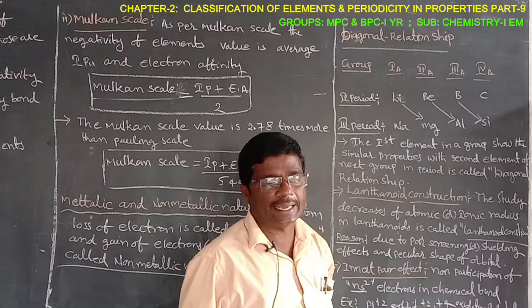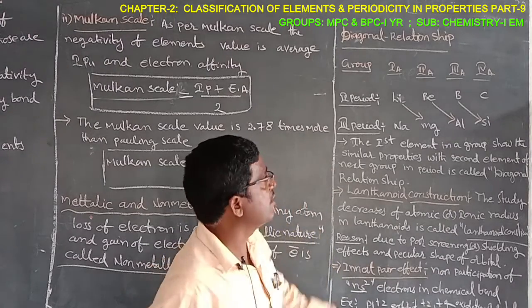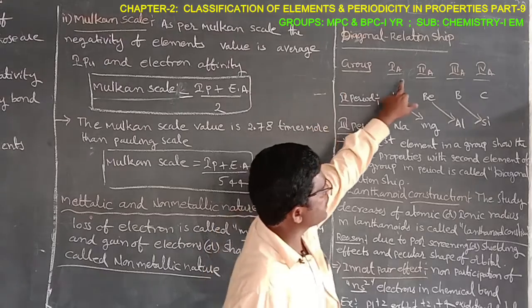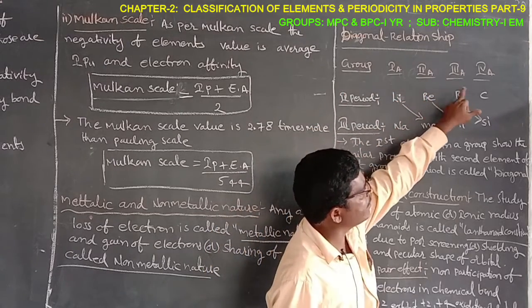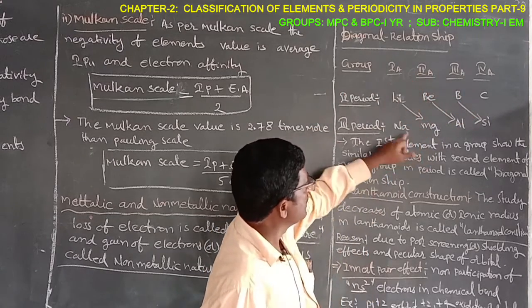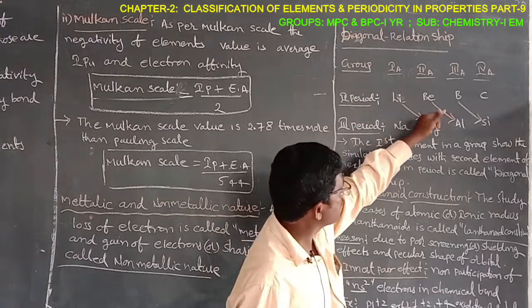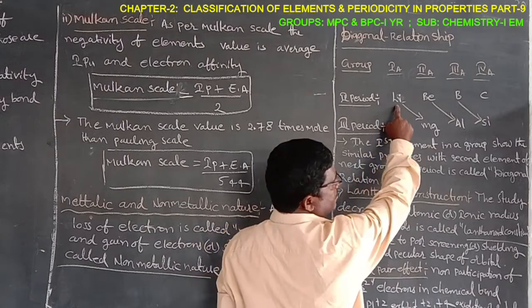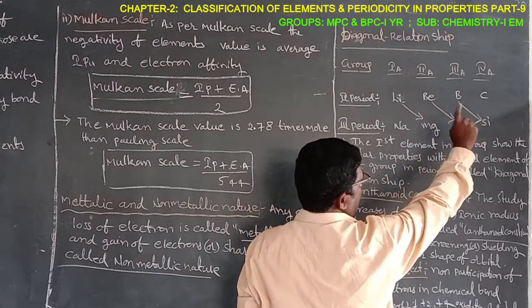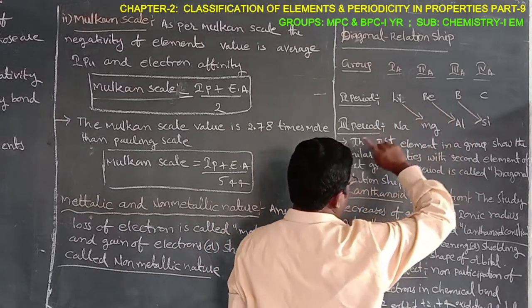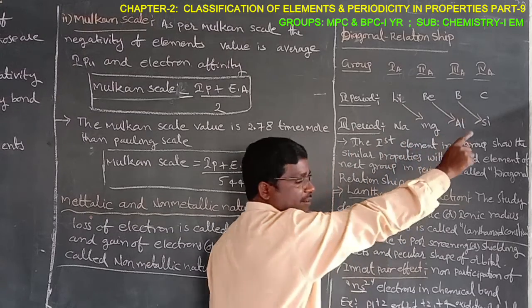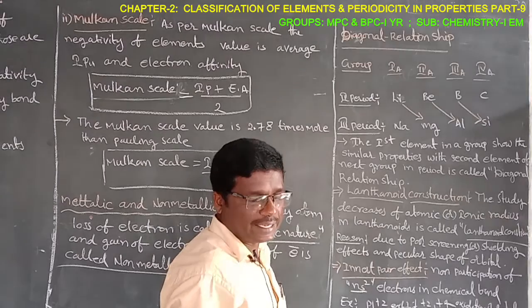For example, for the diagonal relationship, consider groups IA, IIA, IIIA, IVA from left to right, and periods from top to bottom. The second period starts with lithium, beryllium, boron, carbon. The third period starts with sodium, magnesium, aluminum, silicon, ending with argon.